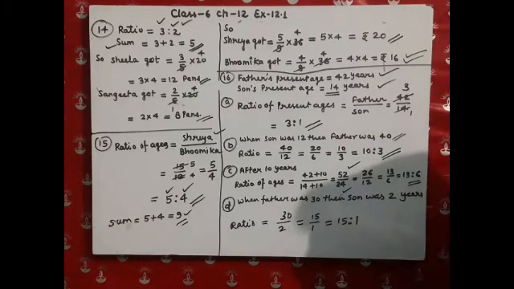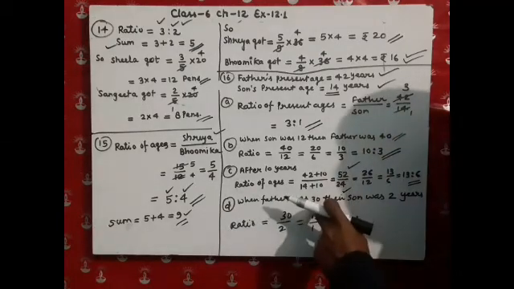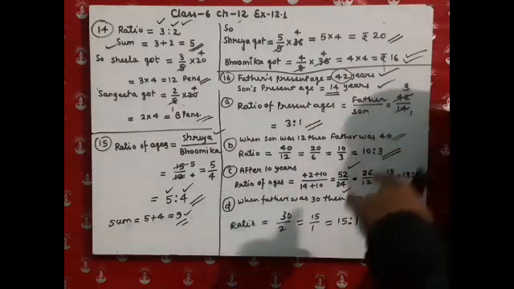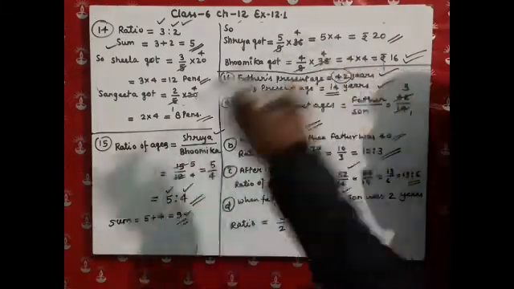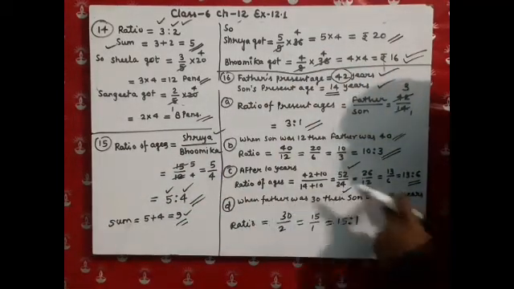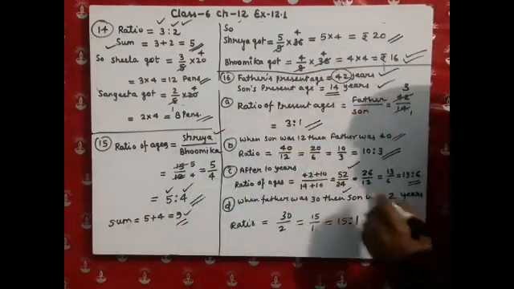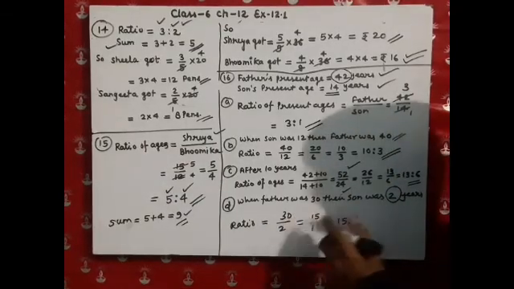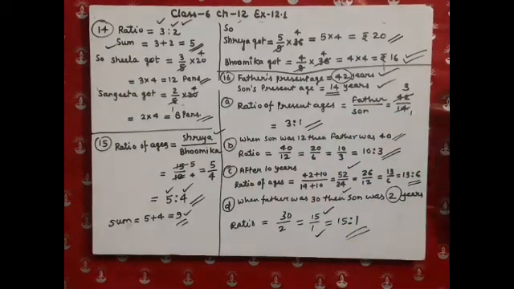Now going to part D, the age of the father to the age of the son when the father was 30 years old. When the father was 30 years old, the present age is given as 42. So 42 minus 30 means 12 years back. So when the father was 30, the son was 12 years back. Now he is 14, so 12 years back he was only 2 years. So the ratio becomes 30 upon 2, that means 15 upon 1. So the ratio becomes 15:1. Thank you.